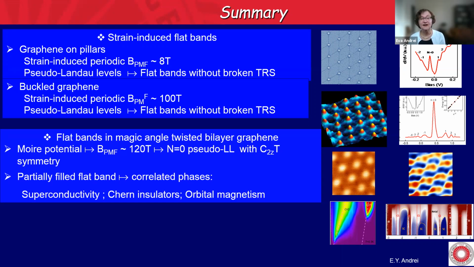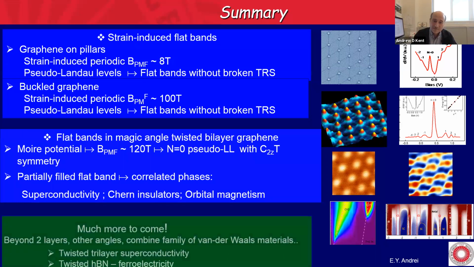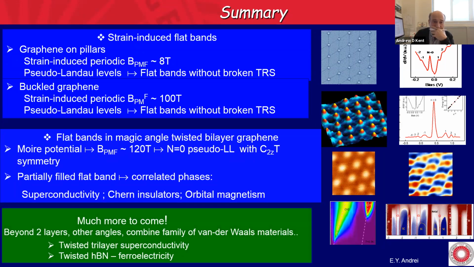and which are equivalent to an n = 0 pseudo-Landau level that have C2 times T symmetry. In the partially filled band, one can break the symmetry and reveal the topology, as well as allowing superconductivity to emerge. So this is just the tip of the iceberg. There are so many results that are just pouring in right now. There's really much more to come.